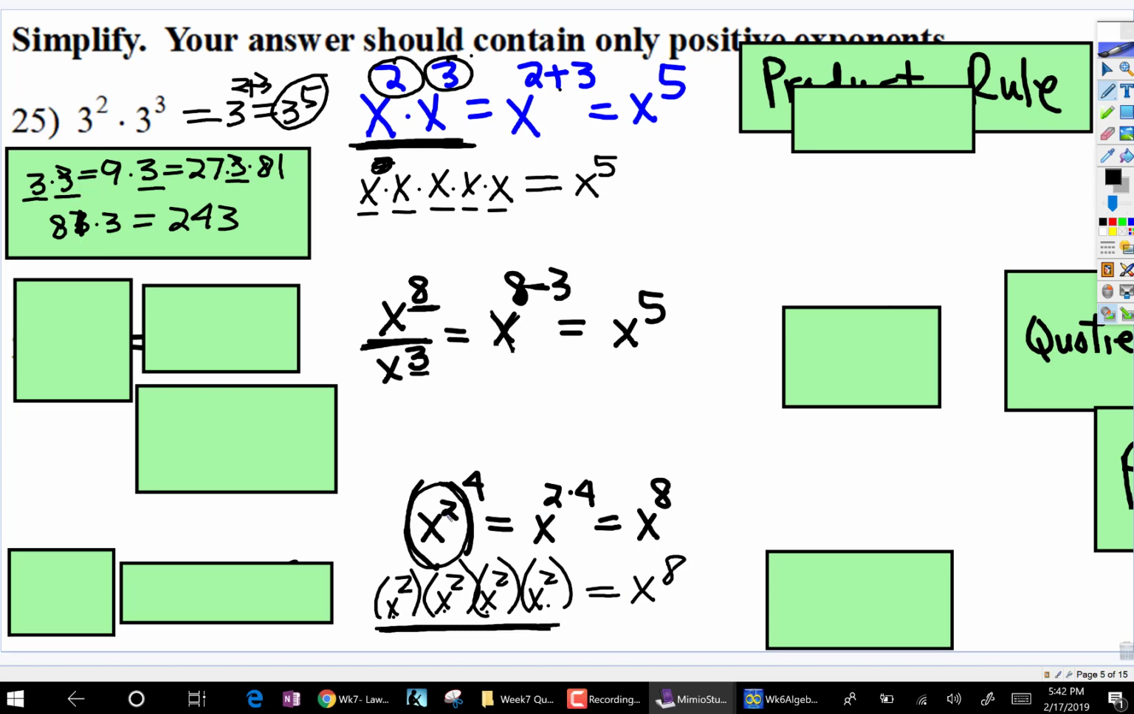So when you raise a power to a power, you multiply the exponents. So when you multiply powers, you add the exponents. When you divide powers of the same base, you subtract. When you raise a power to a power, you multiply.